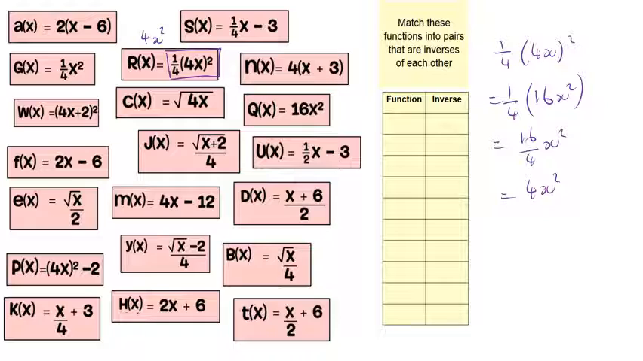I think most of the other ones are fairly straightforward. So what you need to do for this task is start with any of the functions, work out their inverse, check it does actually work for the values you're putting in there, and then find its pair. So you can pause now, or I'll talk through the first one here as an example if that's useful.